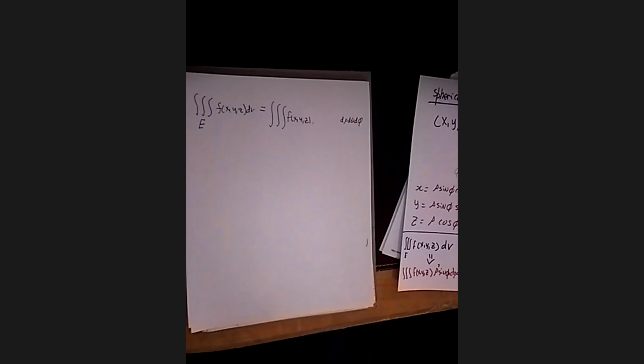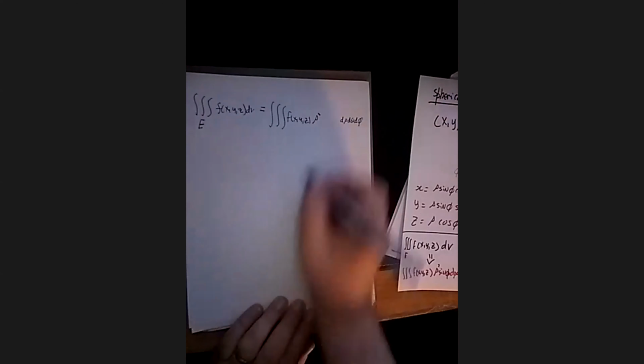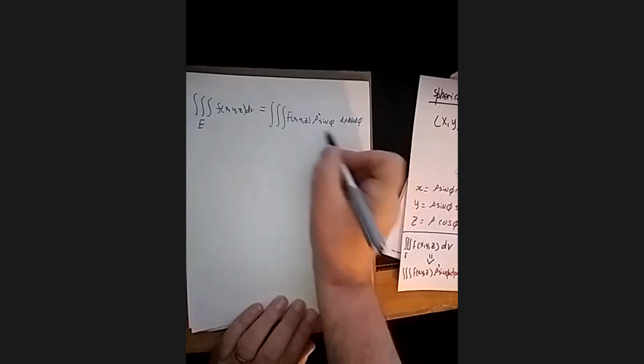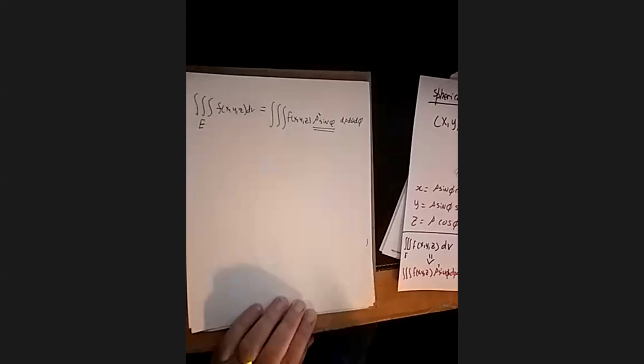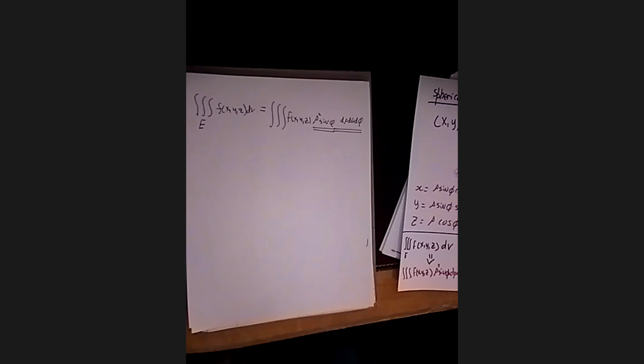Now, when we did polar, didn't you have a funny little r dr thing going on? In this case, you get an even messier thing. You get rho squared sine of phi. That is fixed. In fact, that whole thing is fixed.